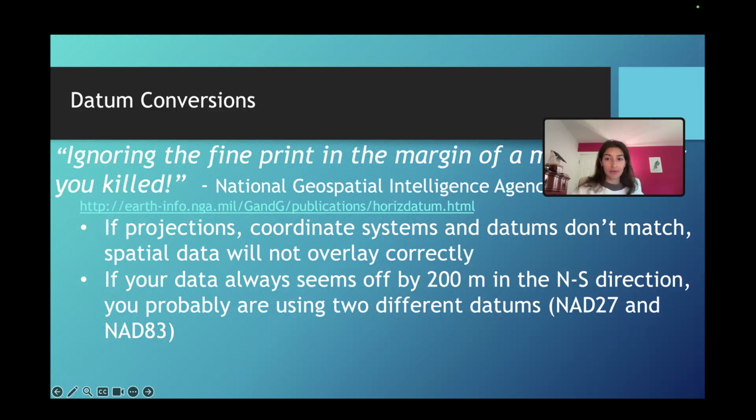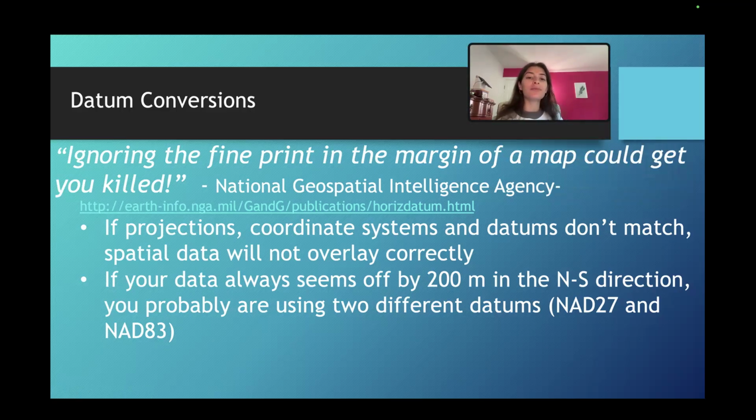So, datum conversions. There's a quote over here from the Geospatial Intelligence Agency: ignoring the fine print in the margin of a map could get you killed. Sometimes you really need to pay attention and provide a lot of specific context and data in terms of what a map is referencing, what kind of datum it's utilizing, what kind of projection maybe it's utilizing. If projections, coordinate systems, and datums do not match, your spatial data will not overlay correctly.